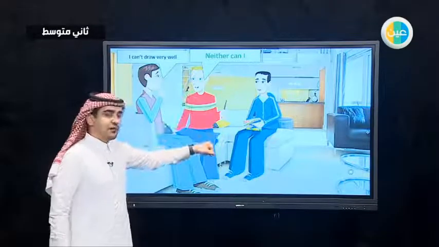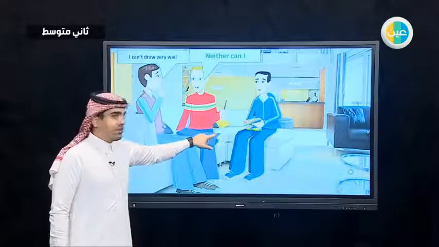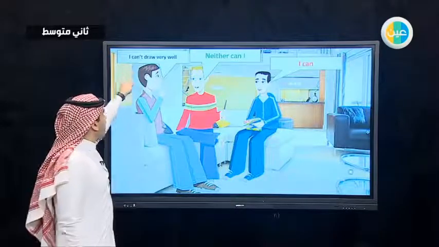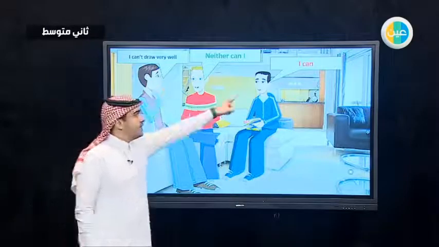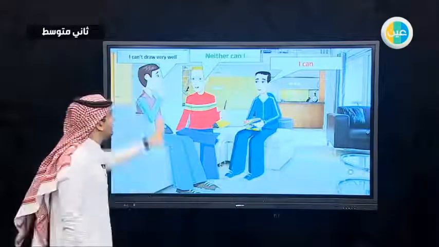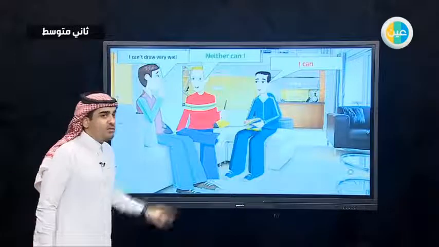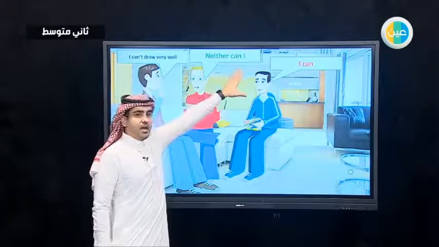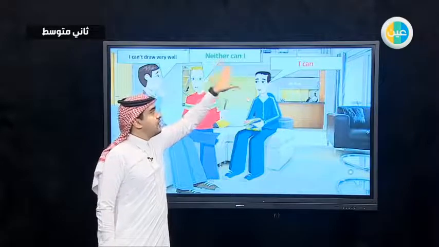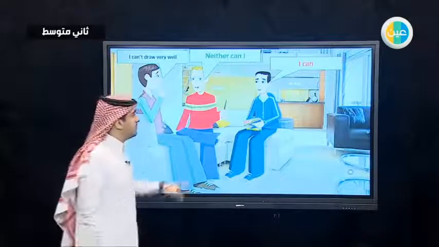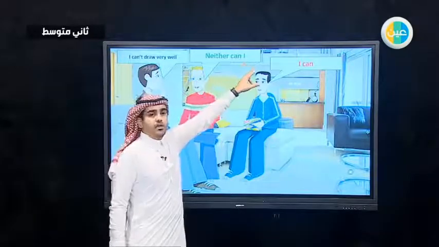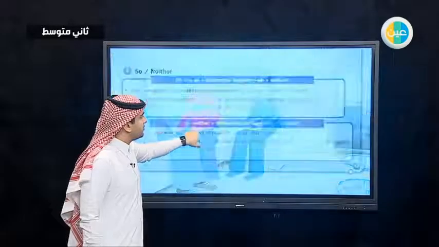And how about Ali? How did he disagree with this? He said, I can, okay? I can draw very well. I can, okay? So when we have a negative statement, we use neither to agree with it, okay? Neither, and an affirmative helping verb, okay, or auxiliary verb. Then comes the subject.